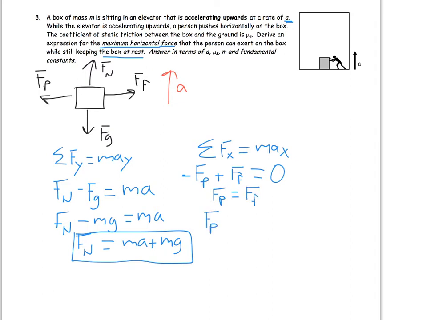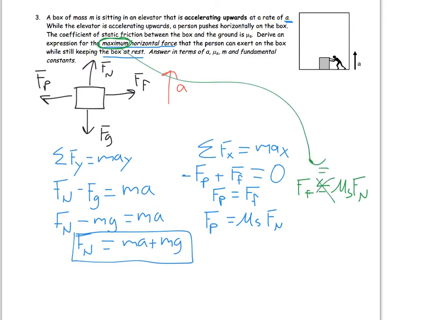And I can substitute in for friction mu s times Fn. One quick note, we have talked in class about how with static friction, it's always less than or equal to the normal force. Because we're worried about finding the maximum horizontal force, that's an indication that this less than or equal to is just an equal sign in this situation. So I can make that substitution there.